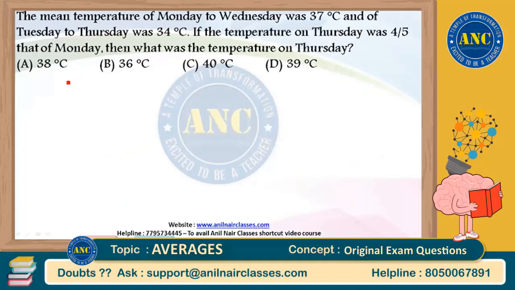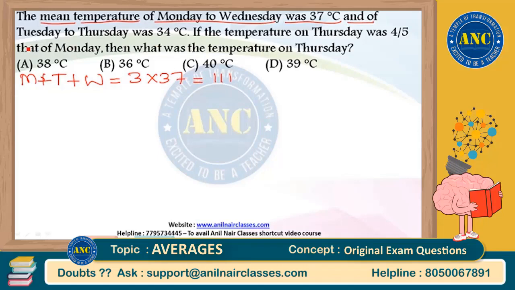Now please see this question. Another variety of question. So okay, what is the question? The mean temperature, mean is nothing but average. The mean temperature of Monday to Wednesday was 37 degrees centigrade. Monday, Tuesday, Wednesday, all the 3 days it was 37. So it is 3 into 37, which is 111.